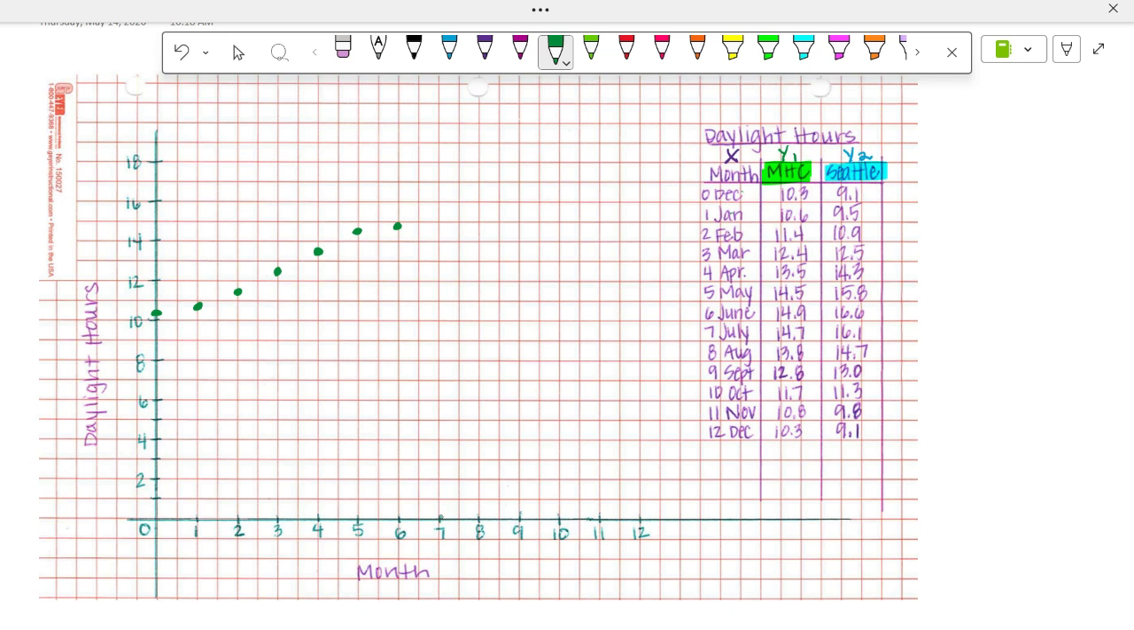So for July, the Y value is 14.7 in Moorhead, so 14.7 hours of daylight. So I'm going to go up to 14 again, and I'm just going to be slightly lower than my previous point. I'm just going to do slightly lower than my previous points.